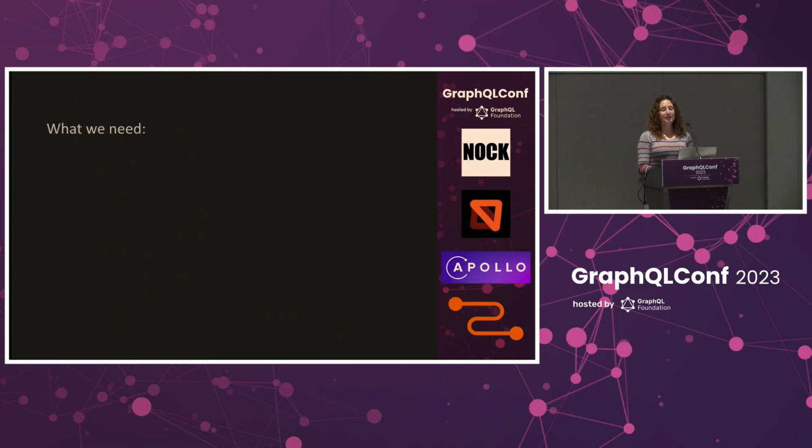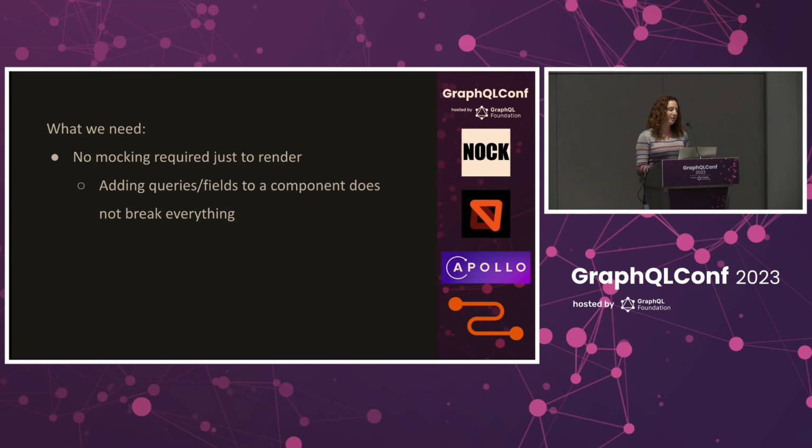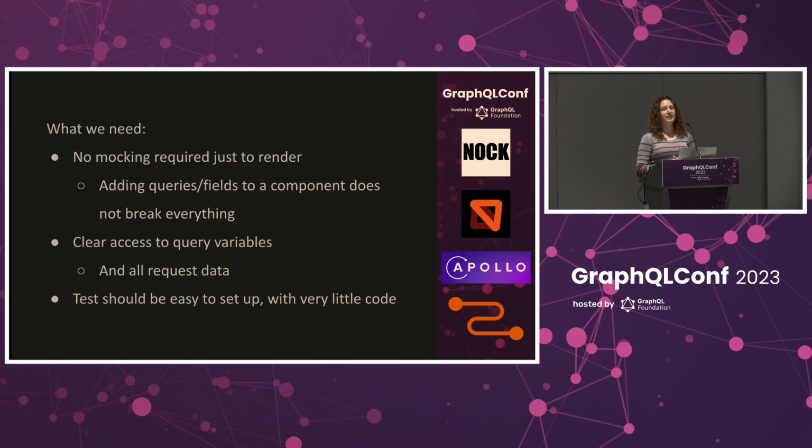Okay, so what do we really need? We need a solution where no mocking is required just to render your component. That means adding queries and fields to a component does not break every single test. We want clear access to the query variables and ideally the entire request data. And we want the test to be easy to set up with very little code so that your engineers are more likely to be writing and maintaining tests.